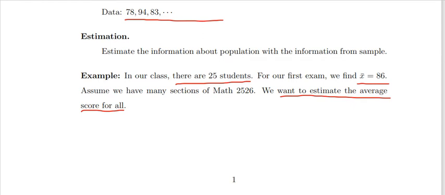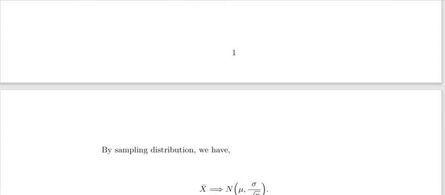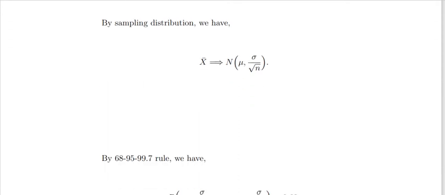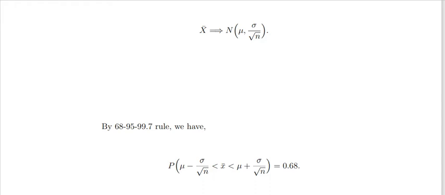This is a typical statistical question: from sample to population. From our class, we want to estimate the whole school, the whole university. So how can we do that? We start from the sampling distribution. The sampling distribution says X bar will follow this normal distribution.